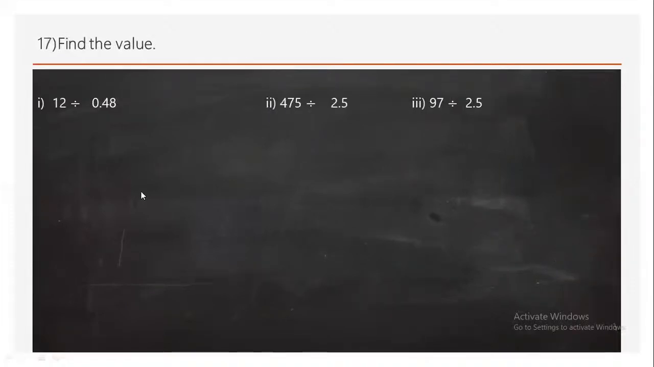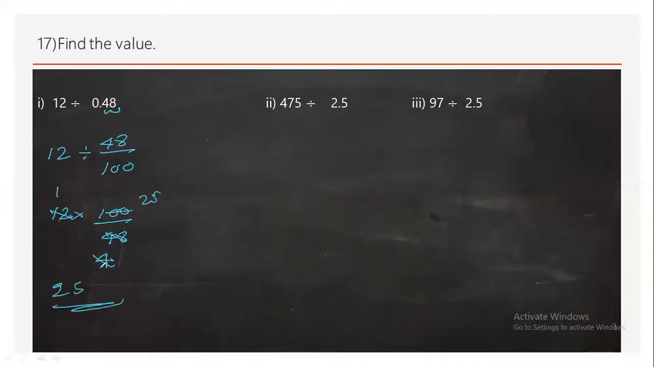Question number 17. 12 divided by 0.48. It means 2 decimal places, then the denominator contains 2 zeros, 48 over 100. Then 12 into the reciprocal, 100 over 48. How many 12s here? 1. How many 12s here? 4. 100 divided by 4, that is 25. This also 25.